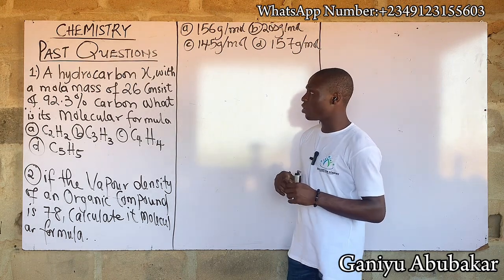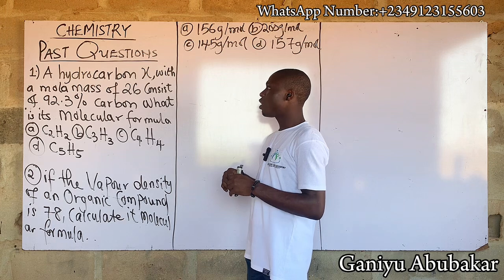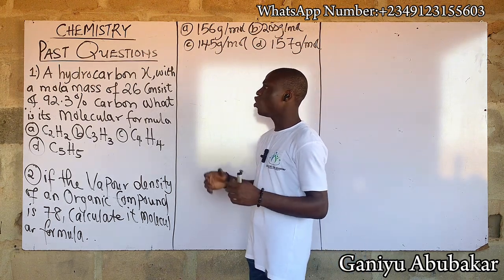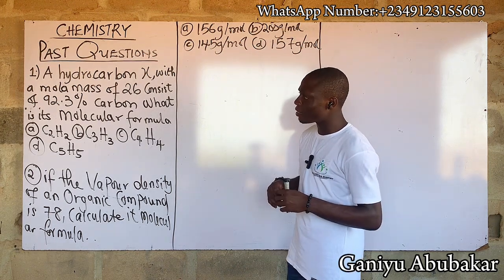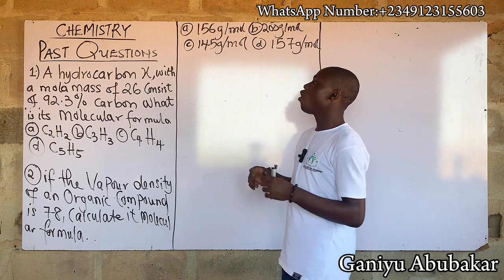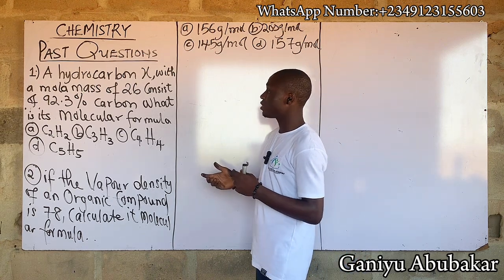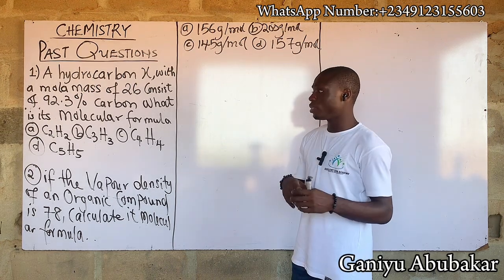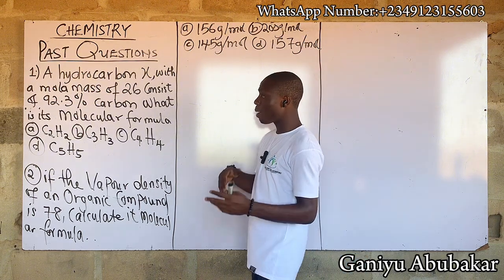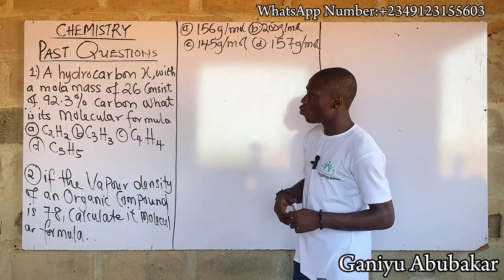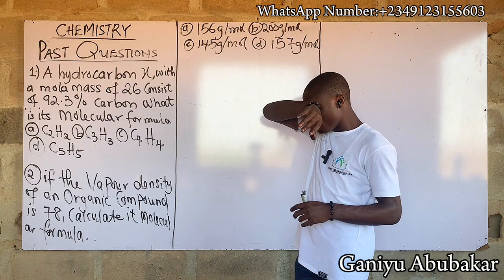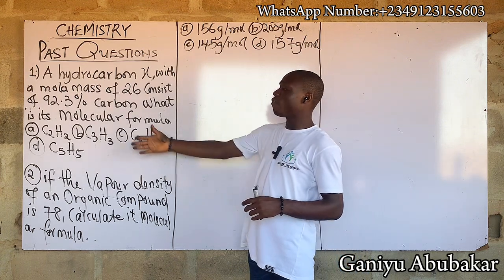Let's solve this problem here. The question says a hydrocarbon X with a molar mass of 26 consists of 29.3% of carbon. What is its molecular formula? By the way, what do we need to find? The molecular formula.